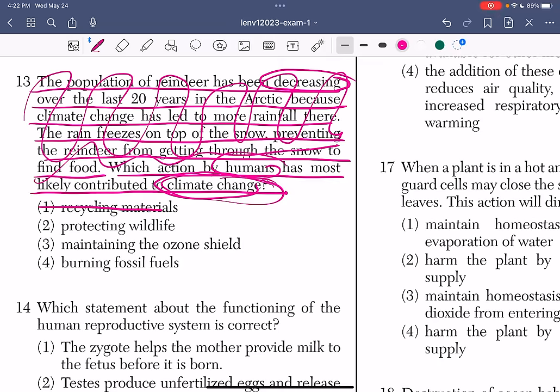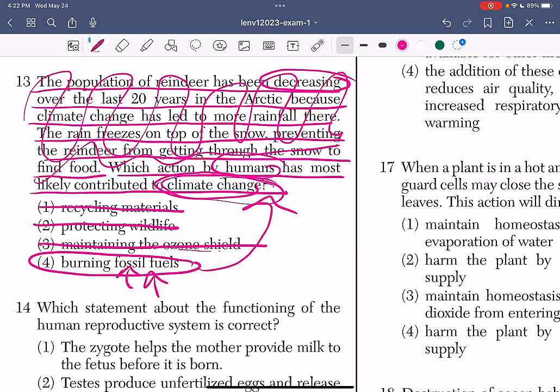Recycling materials, that makes it better. Protecting wildlife, that makes climate change better. Like, that helps the earth. Maintain the ozone shield, that makes things better. Burning fossil fuels, this contributes to climate change. Burning oil, burning coal, creating pollution, creating climate change. The best answer for choice 13 was choice 4.